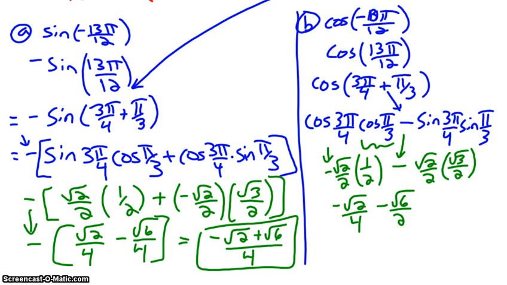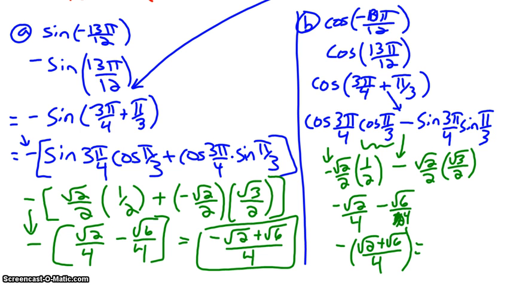Surprise, surprise, we keep seeing these two come up in our exact answers. And, sorry, that should be over a 4. And when we work this out, we can rewrite it as a negative on the outside of radical 2 plus radical 6 all over 4.